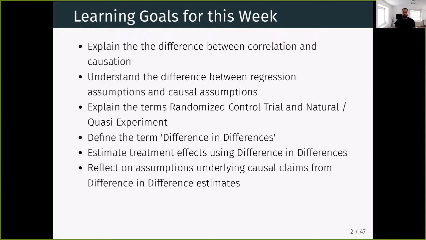Finally, we'll reflect a little bit about whether that difference in differences estimate that we just computed lets us really make causal claims from the estimates that we just computed. So when does difference in difference estimation really mean causality? And when can we interpret the magnitude of that effect really firmly as a causal claim?